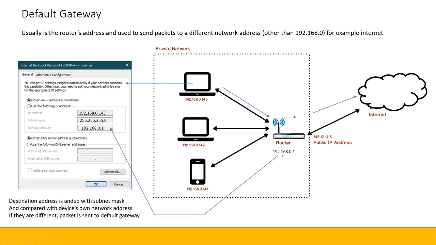This router has a private IP address, and it also has a public IP address. 145.12.14.6 is the public IP address. It has two IP addresses. So automatically it uses some protocol by which it converts this IP address, repackets it, and sends it to the internet. The packet goes to google.com, the reply comes back, and once the reply comes back, again it does some protocol conversion here and sends the reply back to the particular computer from where the request was generated.